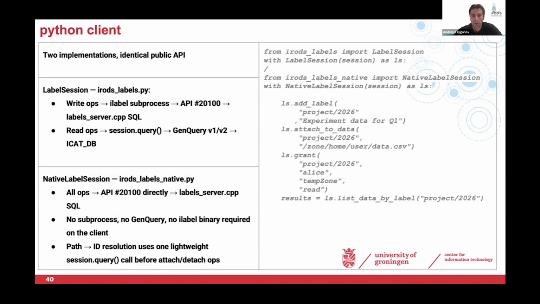And then how it will look for the native. Basically, you import the class, you instantiate the session, and then you have the same add label. So we add a label to operate with, attach it to data. So those data will be marked with that label, and grant the label to the user Alice in this case. It's just a common name for the example. And then list data by label, so you will effectively see your newly attached object.